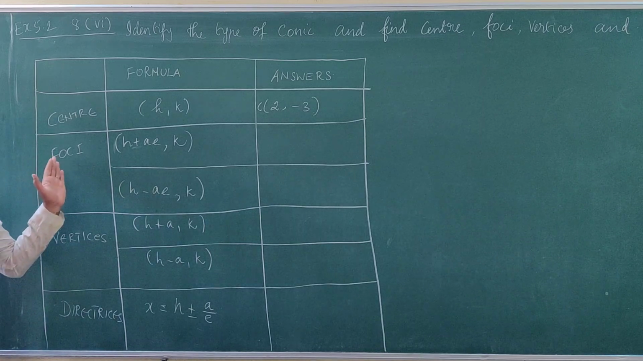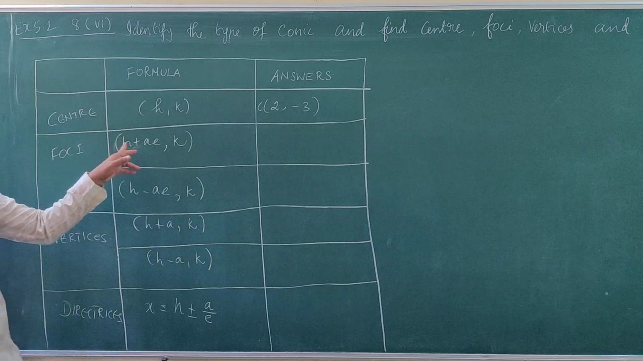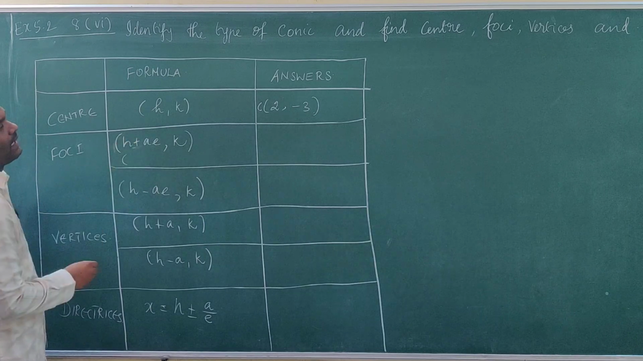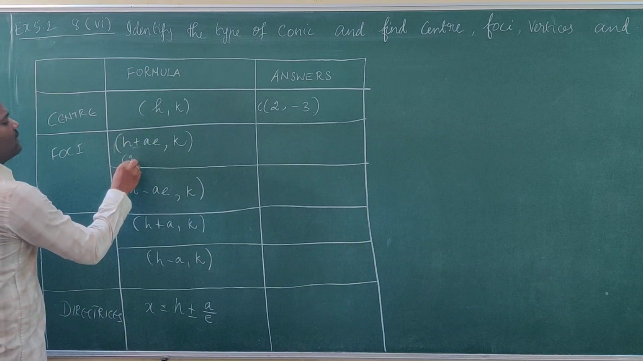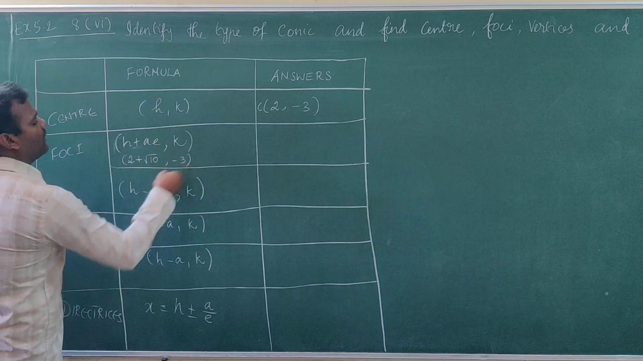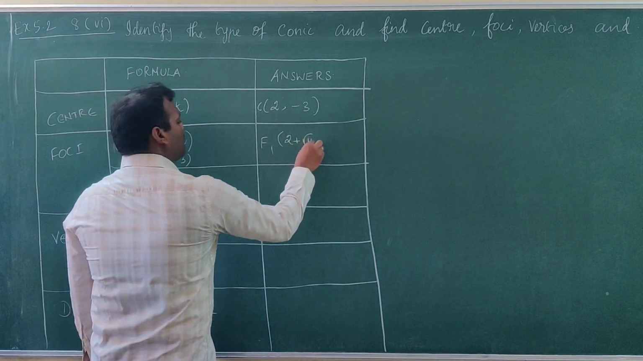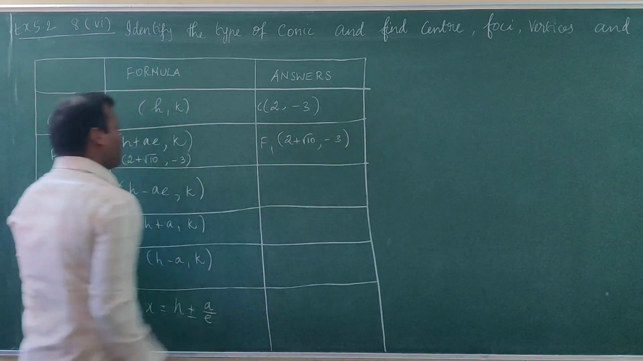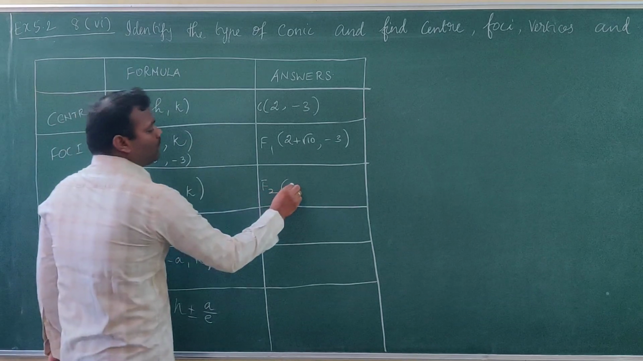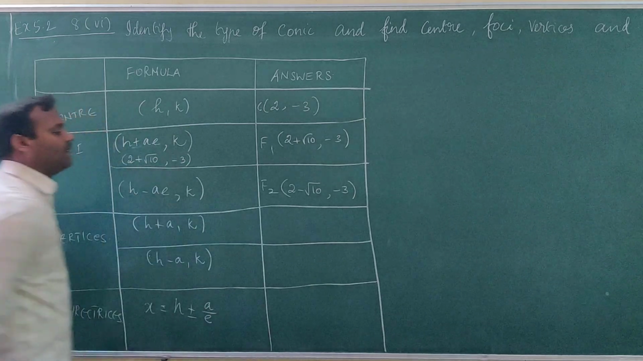And next we are going to write the foci formula. Since the transverse axis is the x axis, the formula is h plus ae comma k. What is the value of h? h is 2, plus ae is root 10. Then what is the value of k? That is minus 3. So the focus F1 is 2 plus root 10 comma minus 3. And the next formula is h minus ae. h is 2 minus ae, which is root 10, comma the value of k is minus 3.